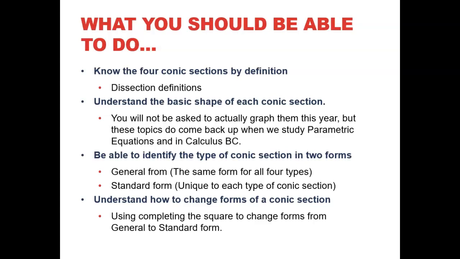Be able to identify the type of conic section in two forms: general form, which is an equation that is the same for all four types of conic sections, and then standard form, which is a unique equation to each type. So each of those looks a little bit different. You need to be able to identify them by looking at either form. You need to understand how to change forms of a conic section, and that's where good old completing the square comes back into play. We practiced that last year. You've looked at it in Algebra 1, so hopefully we'll just do a quick review on that at the very end of this lesson, and you'll be okay.